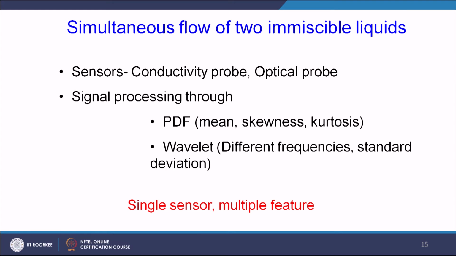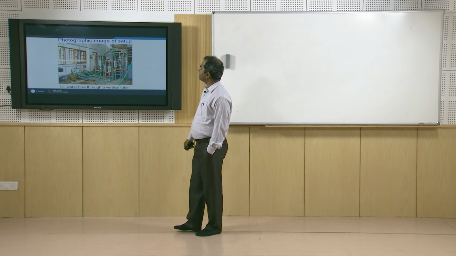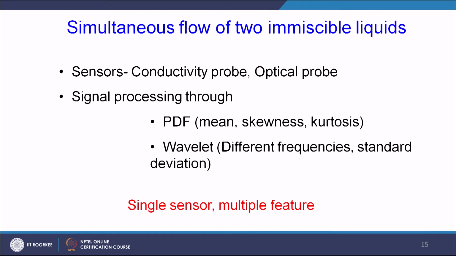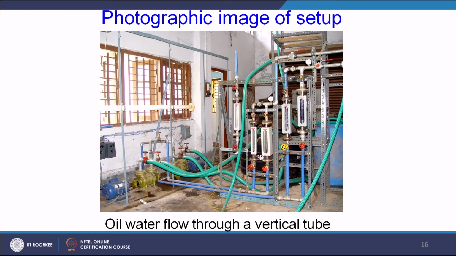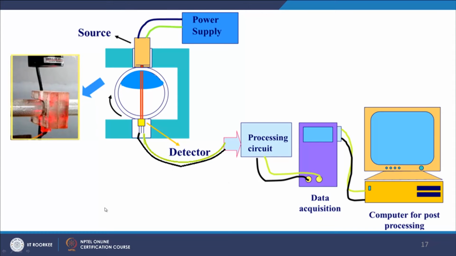This is a typical example of the setup. Here we have used both the optical probe as well as the electrical conductivity probe. As I have already given you an idea about the conductivity probe, let me tell you something about the optical probe. Let us say this is the pipeline, and here we have the laser source which gives the light, and on the other side of the pipeline we have an optical receiver, which is essentially a photodiode. Depending on the light intensity coming out of the other side of the pipeline, the photodiode energizes and generates a voltage signal.